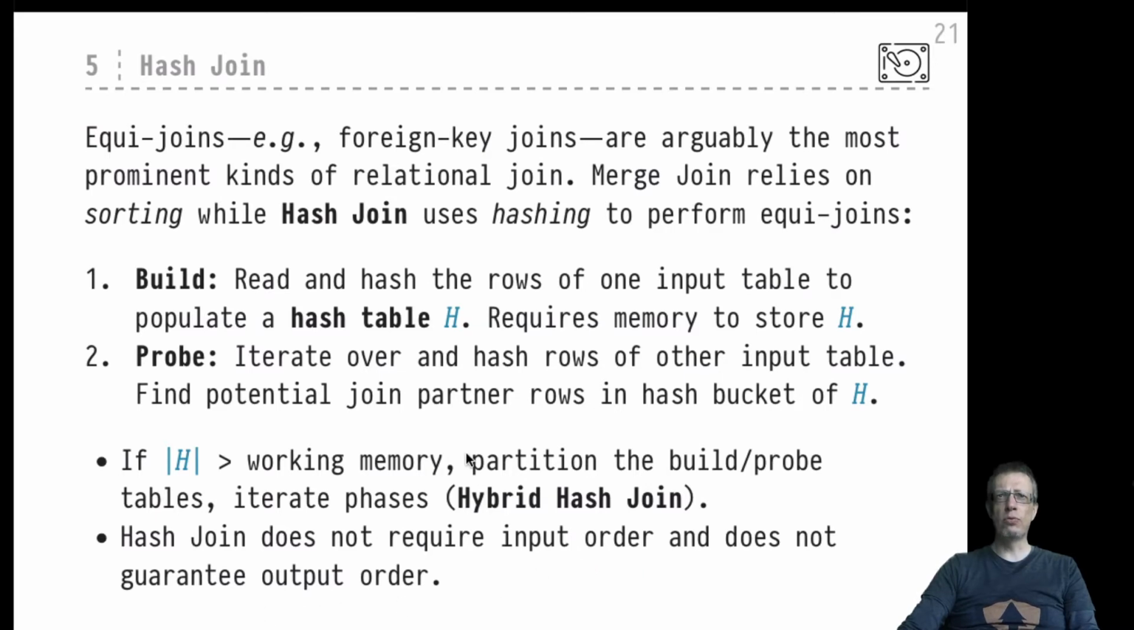Once we have performed the probing phase and we have indeed found our join partners, well, we will emit rows in some order, but we will not be able to guarantee a particular output order. So hash join plays less of a role in plans that are full of interesting orders that maybe downstream subsequent operations in the plan could benefit from.